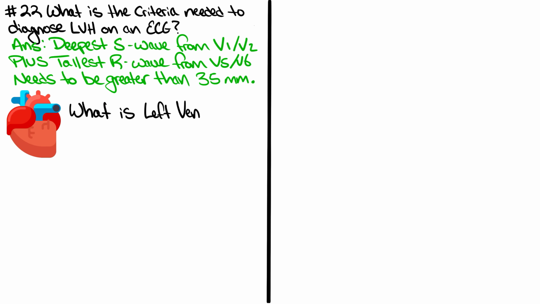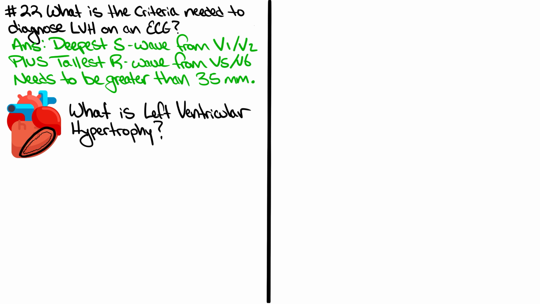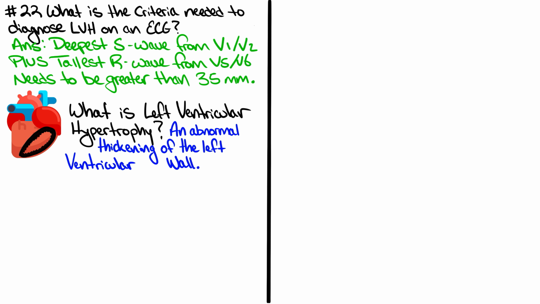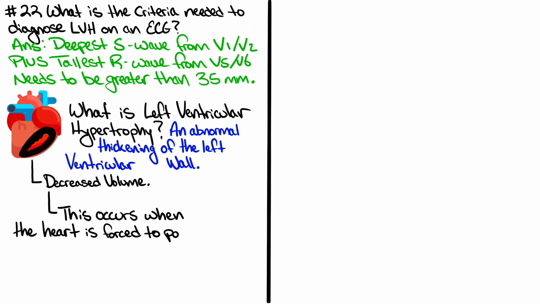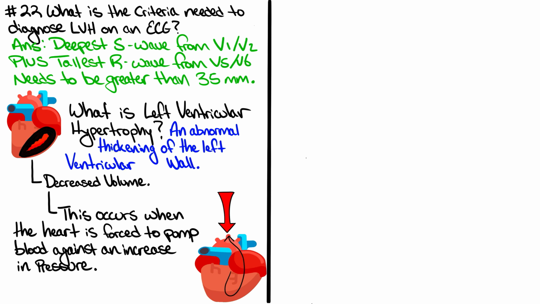So what exactly is left ventricular hypertrophy? LVH is an abnormal thickening of the left ventricular wall. This can cause a decrease in the volume of blood pumped. LVH typically occurs when the heart is forced to pump blood against an increase in pressure. This pressure is known as afterload.